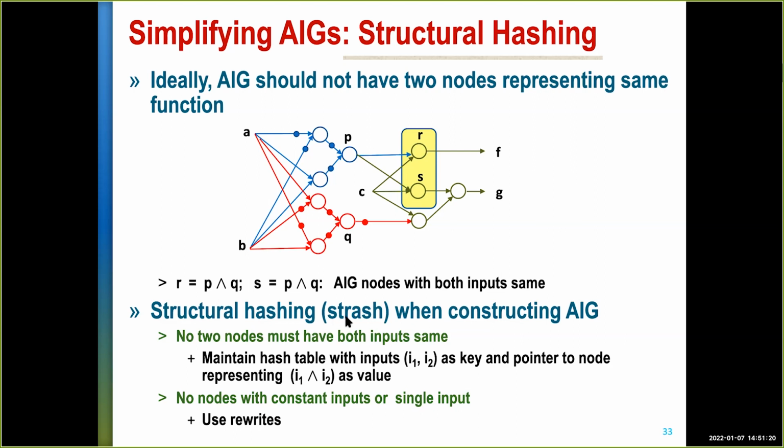So this is what is called structural hashing: if two nodes have both the inputs the same, remember our nodes have only two inputs, then we can just collapse them, right? So we can maintain a hash table with the two inputs I1 and I2 as key and a pointer to the node representing I1 and I2 as value. And then whenever I have the same hash, I know that I should use the same node. I should not create a separate node. Okay. And of course, we make sure that we don't have nodes with constant inputs or a single input.